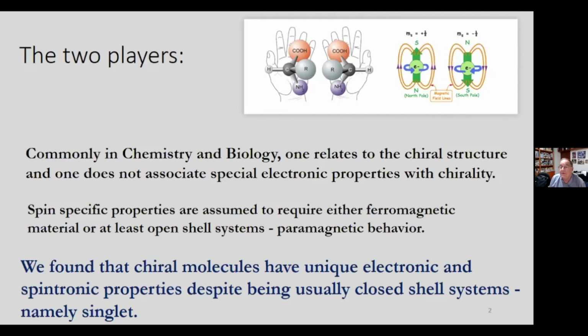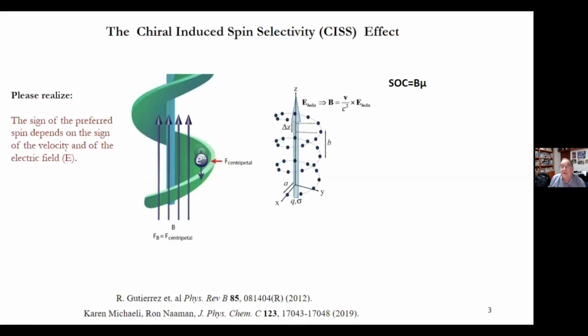What we found, and that will be the subject of my talk, is that chiral molecules, although they are typically closed shell, have special electronic and spintronic properties that may provide us some answers on really important questions in nature, and I will elaborate on it in a second. So what did we discover?